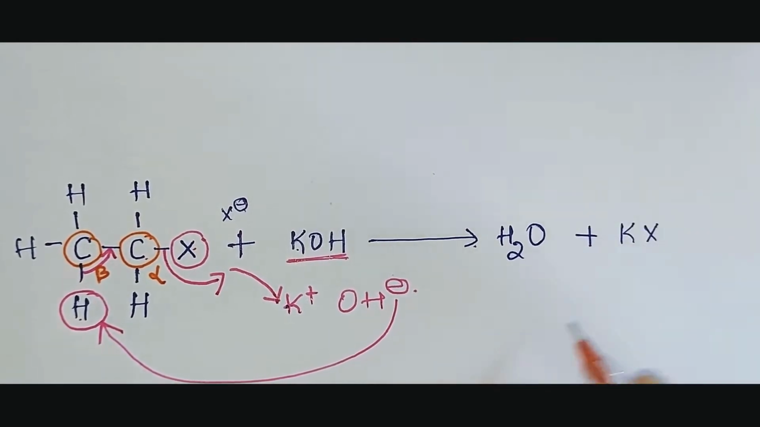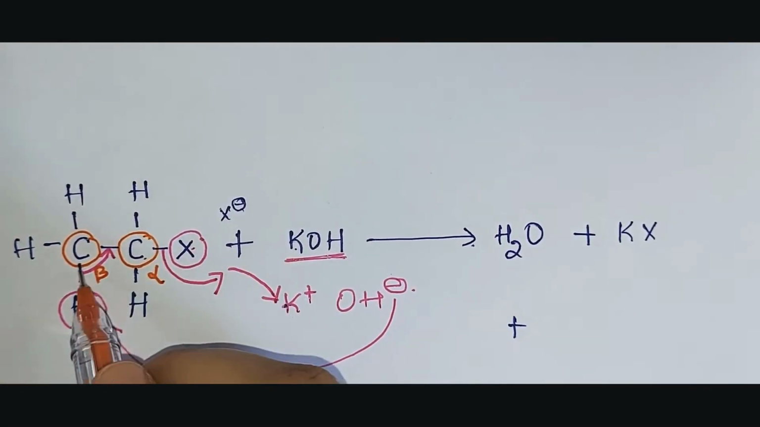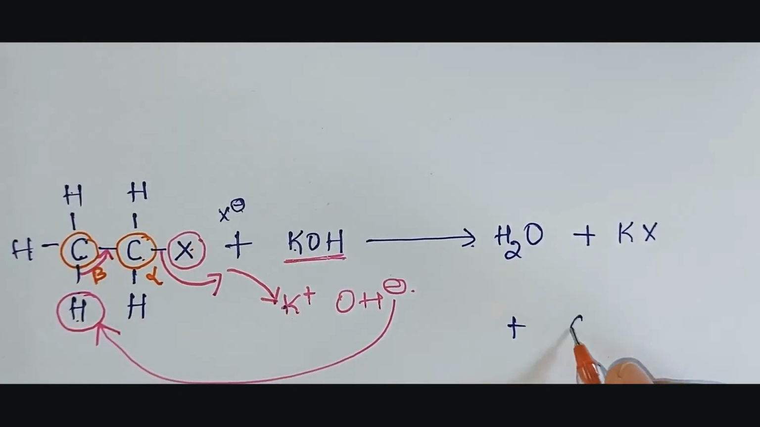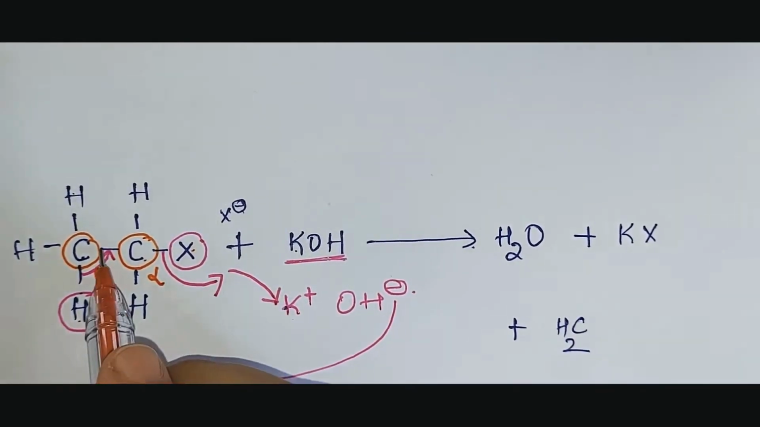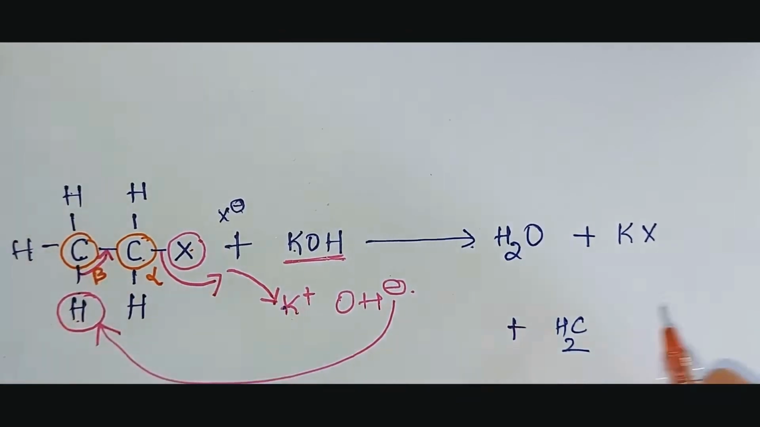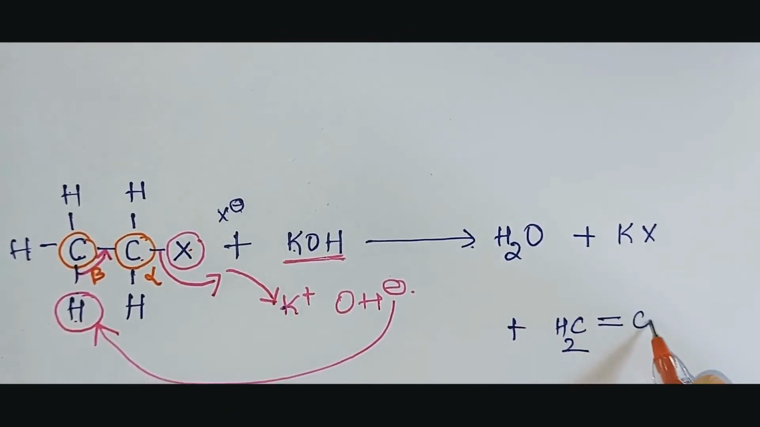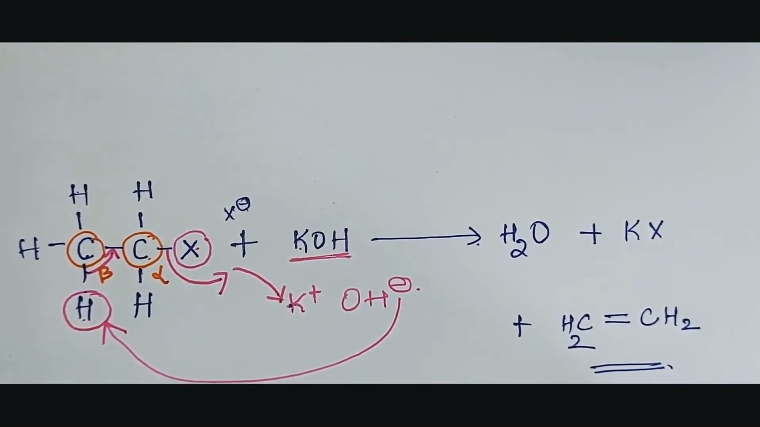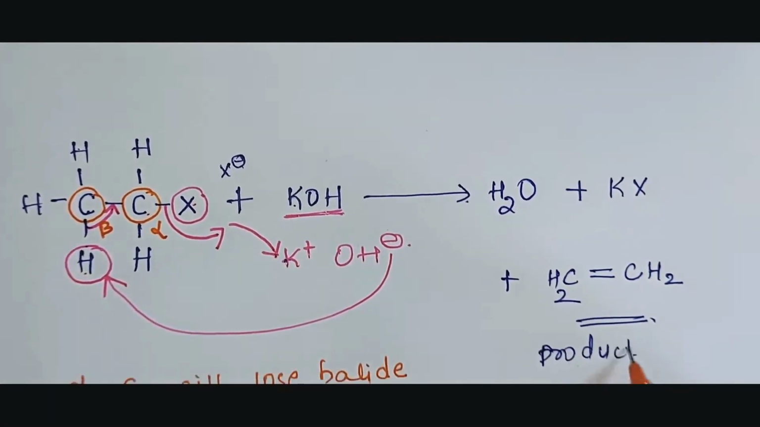We were having carbon. It was bonded to 3 hydrogen. One was eliminated, so remaining 2. It was singly bonded. Shift of electron pair shows it becomes doubly bonded. So CH2. Next, this becomes our product, and the product obtained here is an alkene. So always the product obtained in elimination reaction will be alkene.